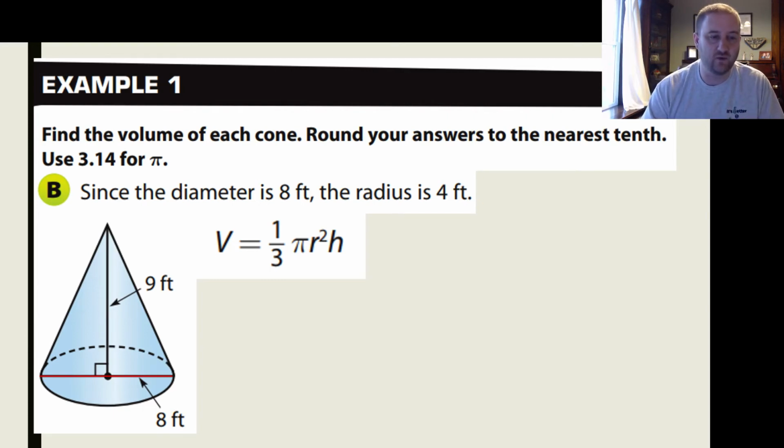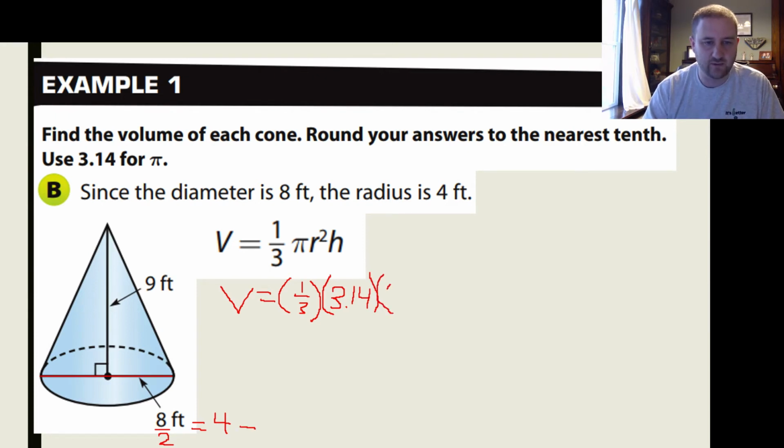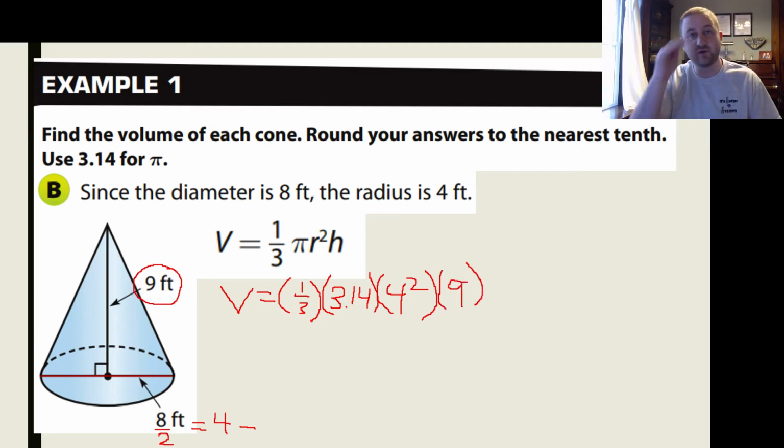So to find the radius, we take 8, the diameter, and divide it by 2, which gives us a radius of 4. Okay, so now we're going to plug this in. So volume equals 1/3 times pi, 3.14, times the radius squared. Our radius we said is 4, so it's going to be times 4 squared, and then times h. Our h is our height, which is 9. And now it's just a matter of plugging it into our calculator.